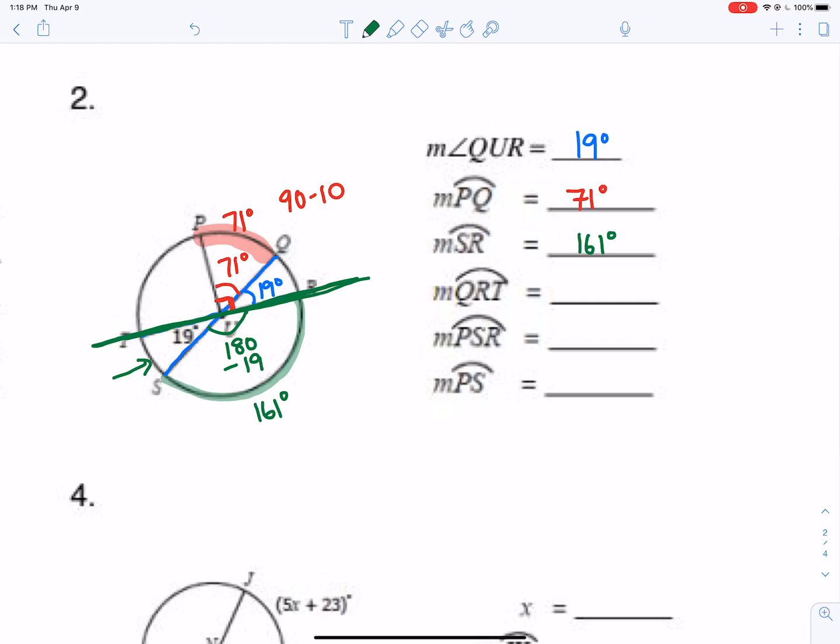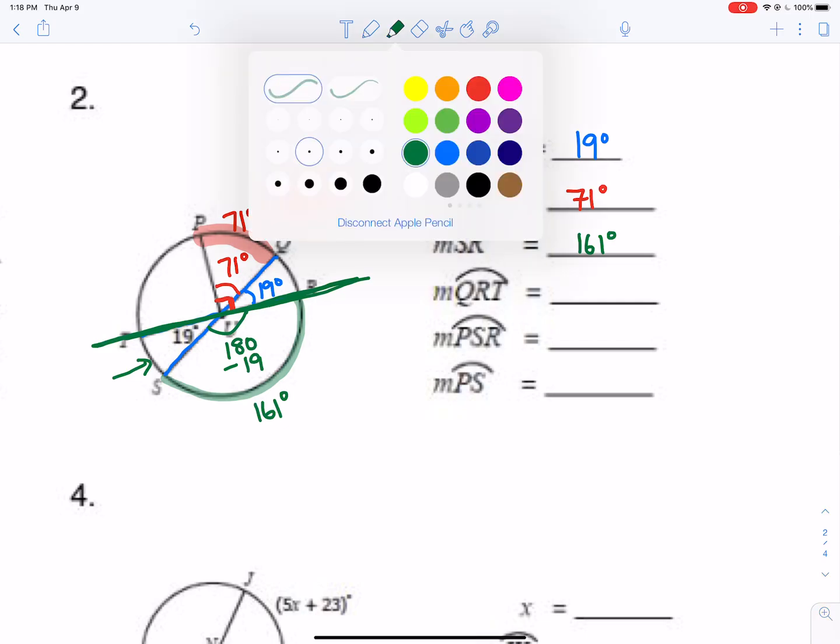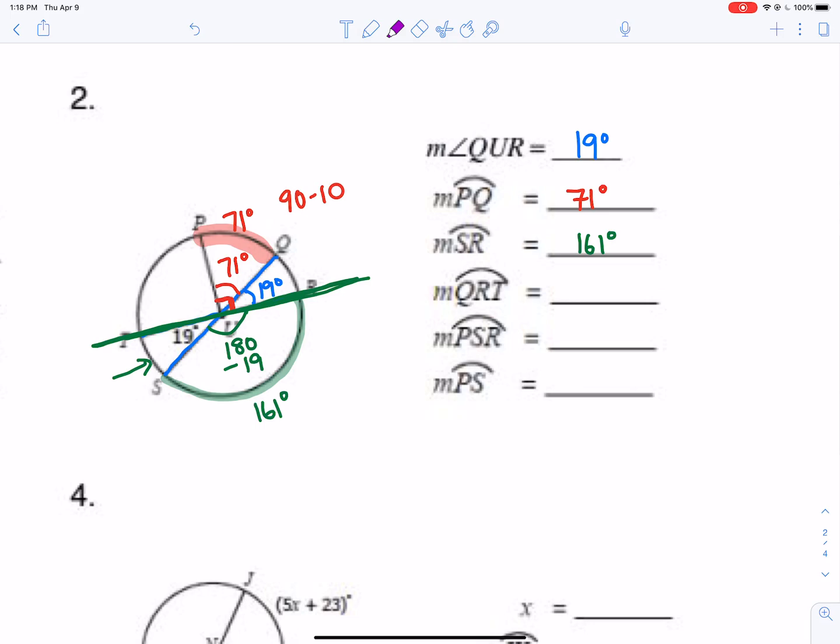All right, measure of arc QRT. So QRT would be all of those arcs added together. So we have 19, we have 161, and we have another 19 over here. So if we add all that up, 19 plus 161 plus 19, we get 199 degrees for arc QRT.